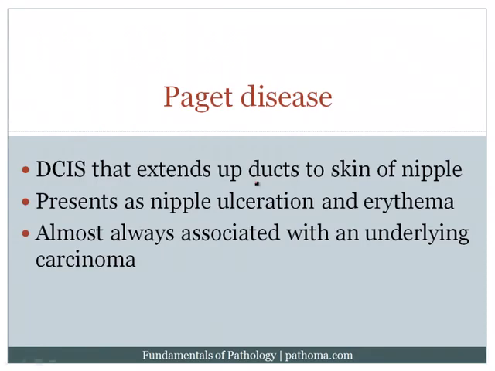Now remember, I told you that if you have DCIS, for example, in this duct, and then it climbs up its way through the duct and eventually gets into the skin of the nipple in particular, we call that Paget's disease of the nipple or Paget's disease of the breast. So this is ductal carcinoma in situ that extends up the ducts to the skin of the nipple. It's going to present with nipple ulceration and erythema.